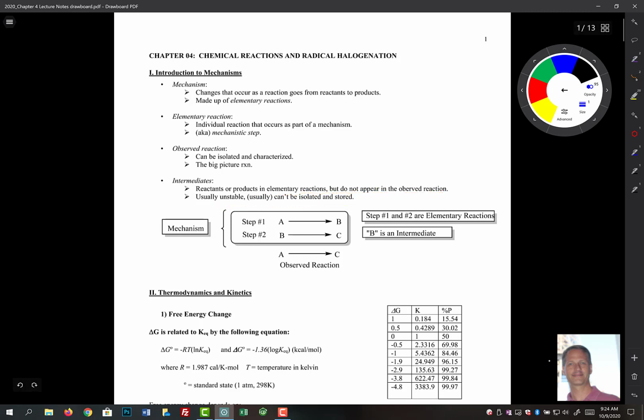So kind of putting all of this together, if we look down below, here's the idea. Here's a mechanism. We're not going to put even chemicals in here. Step one of the mechanism would be reactant A going to intermediate B. All right, now, the second step would take intermediate B and then finally convert it to the final product C. So then the observed reaction would just be A going to C, with B here being your intermediate. And steps 1 and 2 we would describe as being mechanistic steps, or elementary reactions.